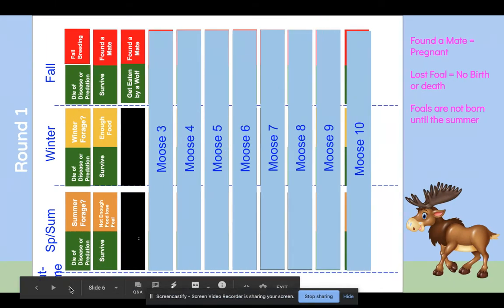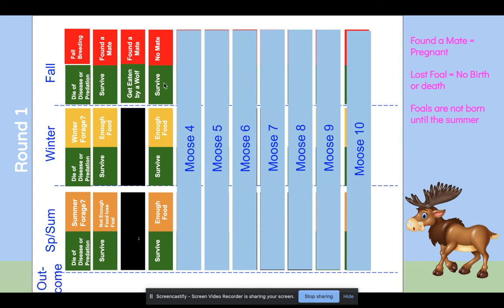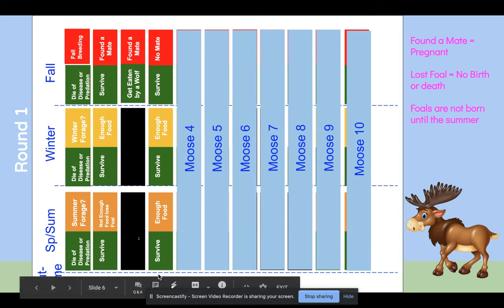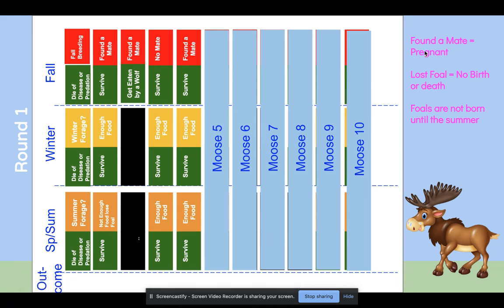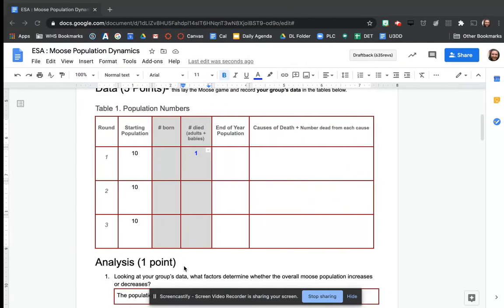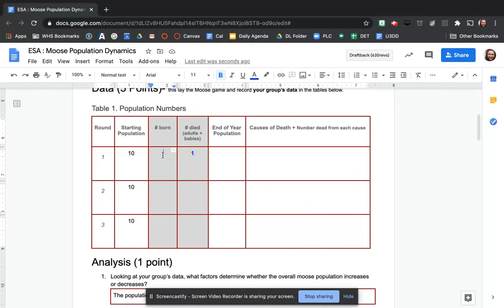Okay, moose 3. Moose 3 did not find a mate, survived. There was enough food, survived. Enough food and survived, so we started off with 1 and ended with 1. We don't need to record anything. Moose 4 found a mate. She's pregnant. Yay! Survived, had enough food, survived, enough food, survived. So that means her baby was born. We are going to add 1.